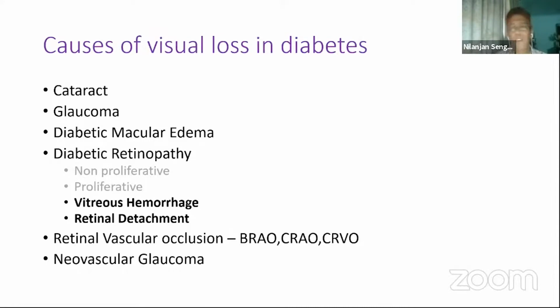Now, what can cause visual loss in diabetes? We all know cataract, glaucoma, diabetic macular edema, diabetic retinopathy, especially the complications of diabetic retinopathy like vitreous hemorrhage and retinal detachment. Even severe proliferative diabetic retinopathy may not lead to any visual loss. And retinal venous occlusion, arterial occlusion, branch vein occlusion, etc. are also more common in a patient with diabetes as compared to the general population, simply because diabetes is a pro-thrombotic state. And one of the most serious complications of diabetic retinopathy is rubeosis iridis, which can cause neovascular glaucoma.